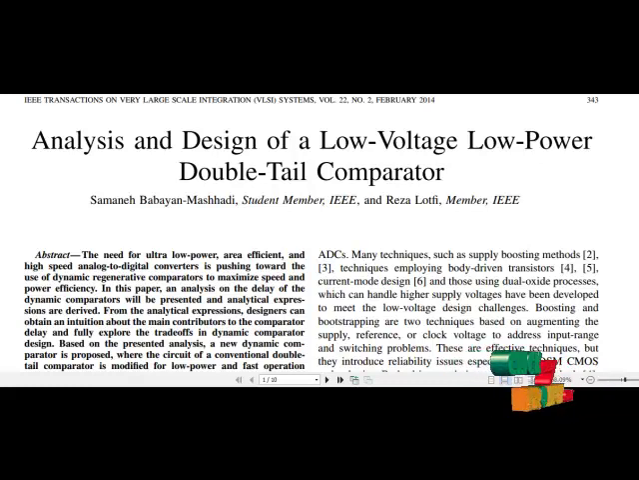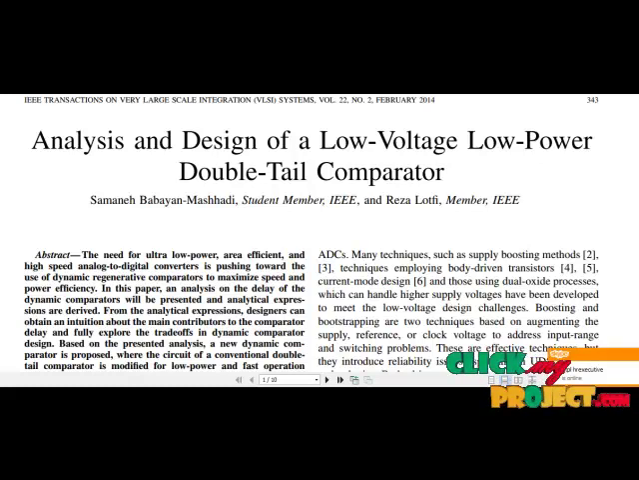From the analytical expressions, designers can obtain an intuition about the main contributors to the comparator delay and fully explore the trade-off of the dynamic comparator design. Comparator is one of the fundamental building blocks in most ADCs. Many high-speed ADCs, such as flash ADCs, require high-speed, low-power comparators with small chip area.